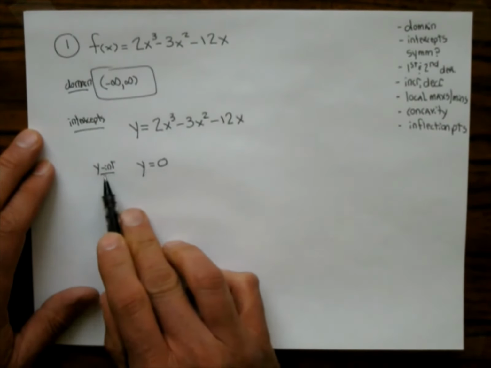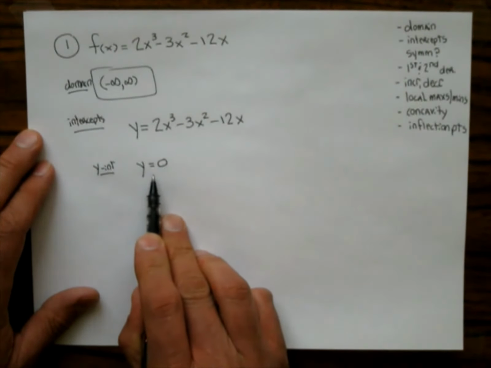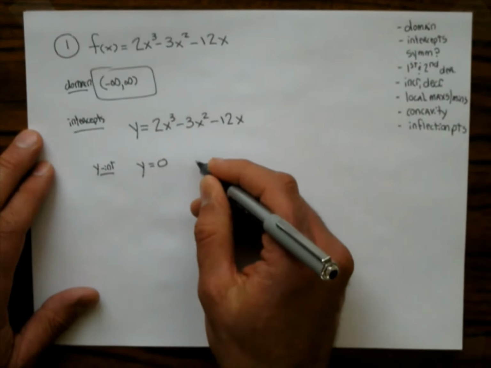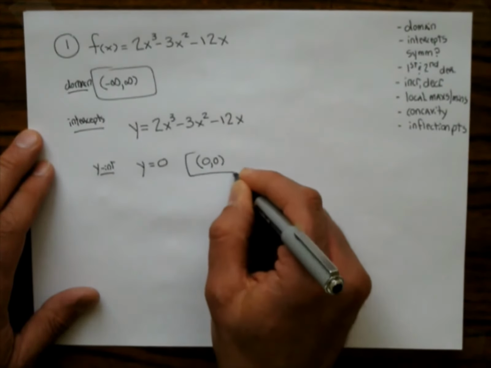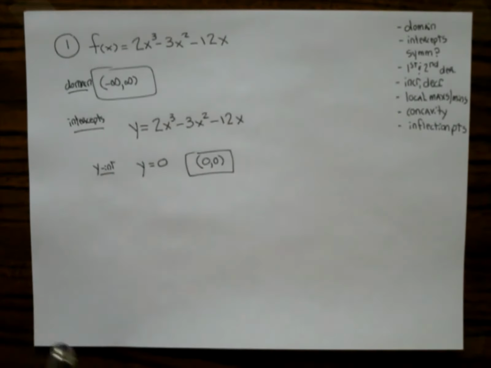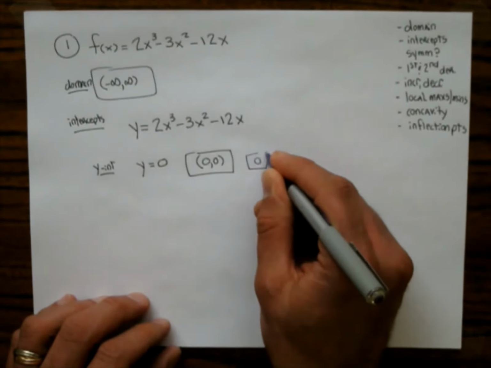I do not want to write my y-intercept as y equals 0 because that's the equation of a horizontal line. I want to do one of two things. I could either say it's (0, 0). And another acceptable answer in this class, if I said what's the y-intercept, you could just say that it's 0.